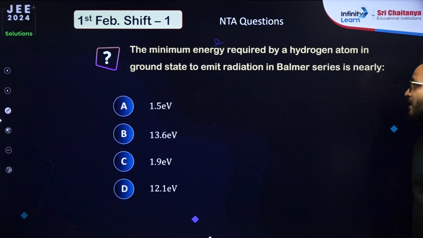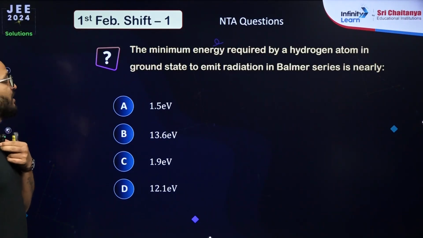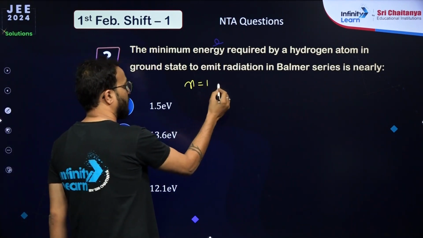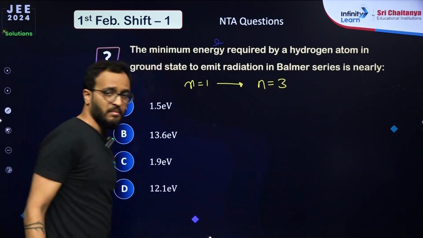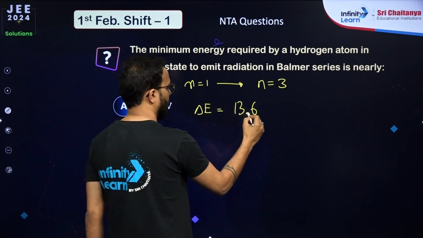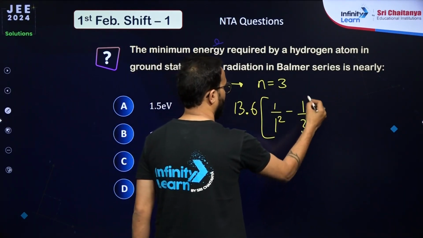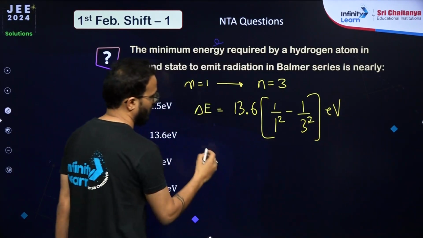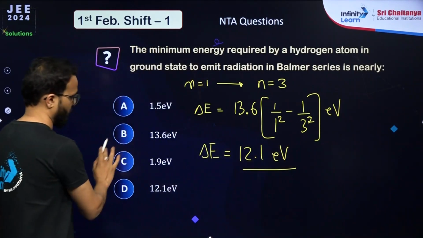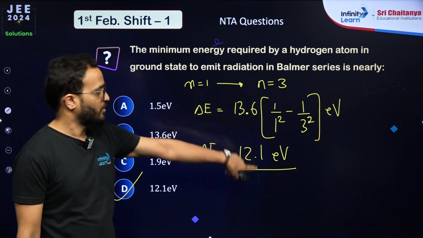Now the minimum energy required by hydrogen atom in ground state to emit radiation in Balmer series is nearly. Ground state to Balmer series, so n will be 3, minimum energy transition they want. So delta E will be what? 13.6 into (1 by 1 square minus 1 by 3 square) electron volts. So solving this, you will get approximately 12.1 electron volts, which is option D. Cool. It will be 8 by 9 times this. 8 by 9 times 13.6 is 12.1.